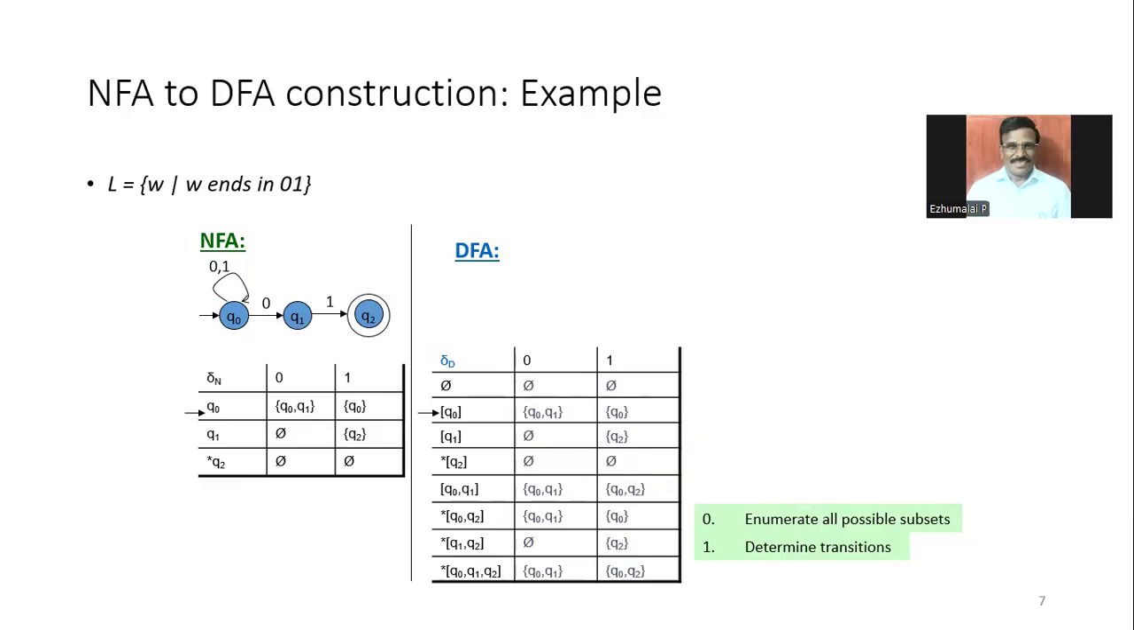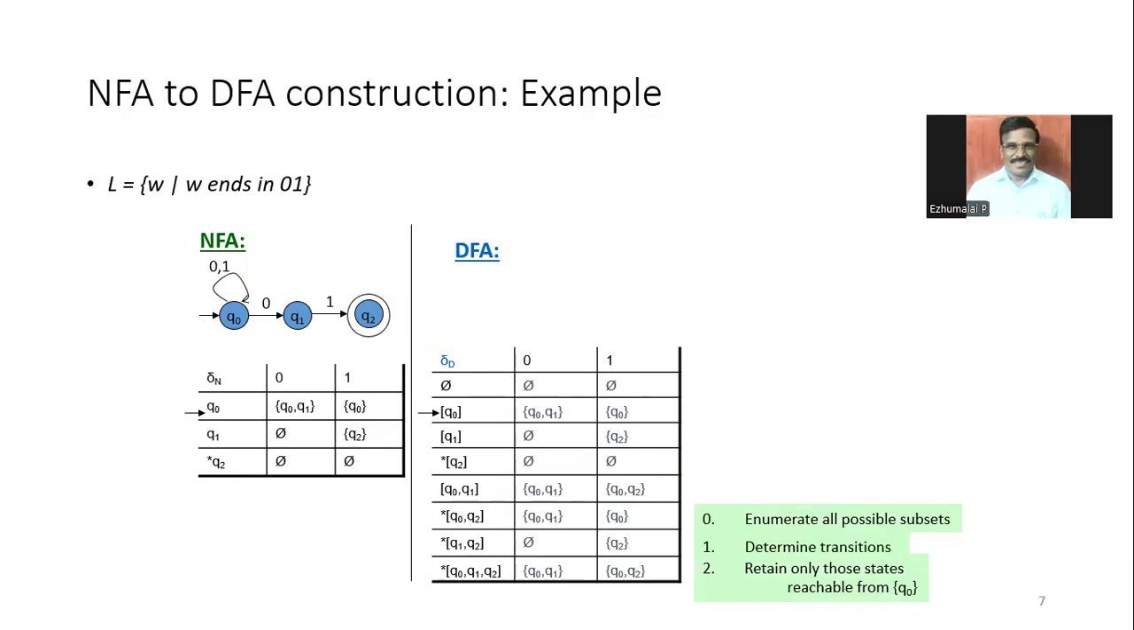Similarly, Q0 union Q1 union Q2, input 0 goes to Q0 Q1. Q0 union Q1 union Q2 on input 1 goes to Q0 Q2. So this table is now called the DFA table.